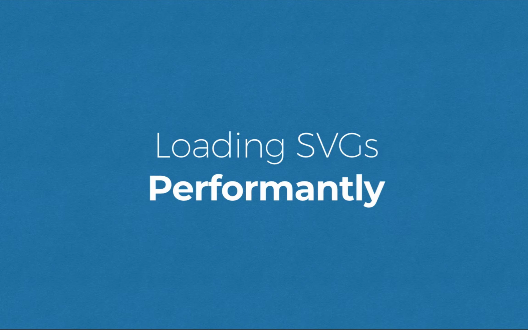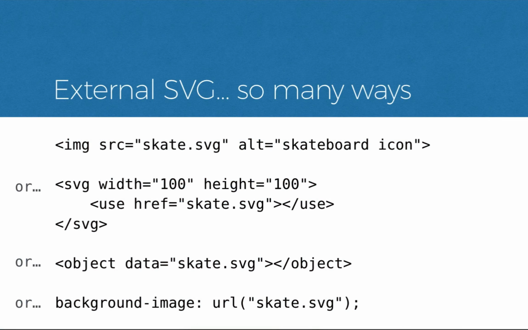Let's talk about SVG a little bit. So there are a number of ways to load external SVGs in HTML. There are actually a lot more ways than I've listed here, but these are some of the common ones. So we've got image elements, we've got the use element inside an SVG element, we've got the object element that's been around a long time, we've got background images. There are so many ways to load external SVG. And used this way, SVG tends to behave like any image. But SVG is special in some significant ways that are worth discussing.